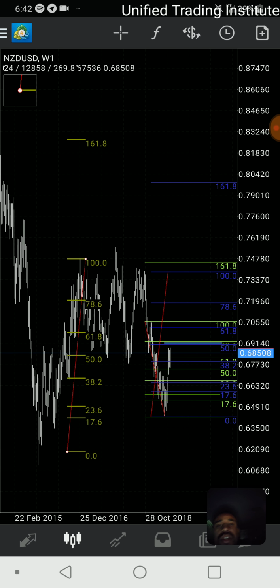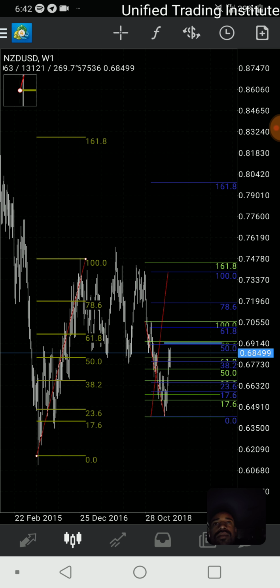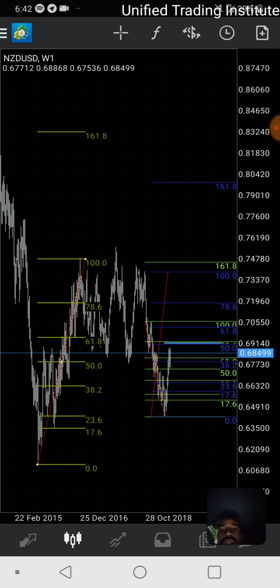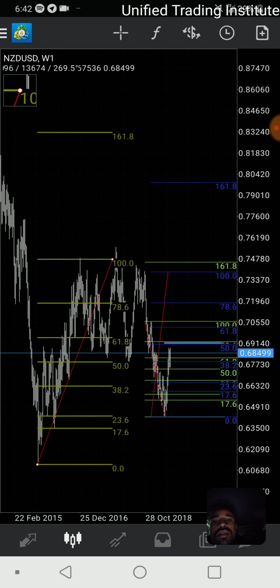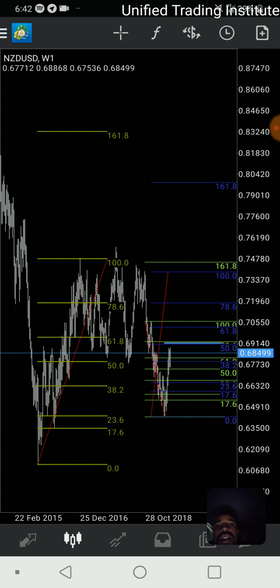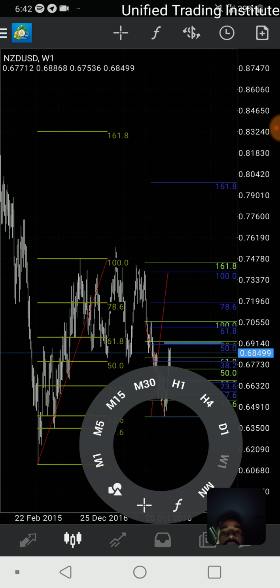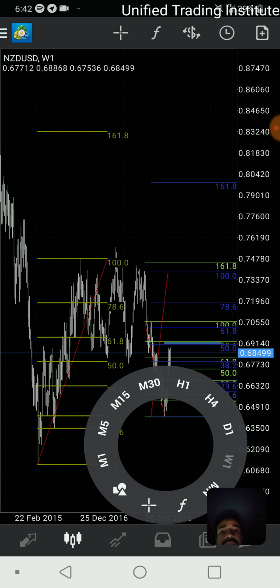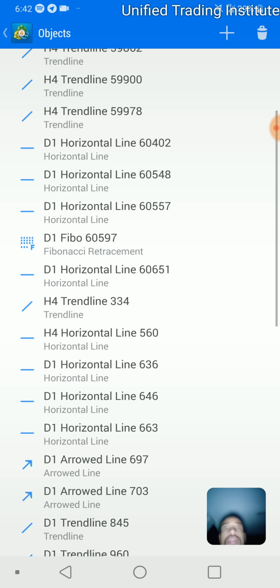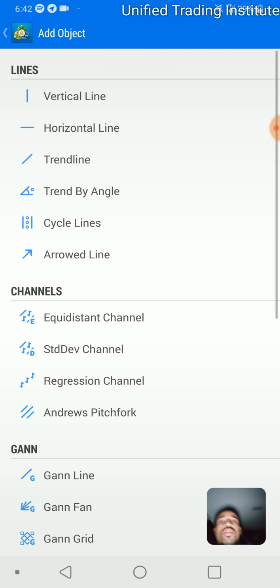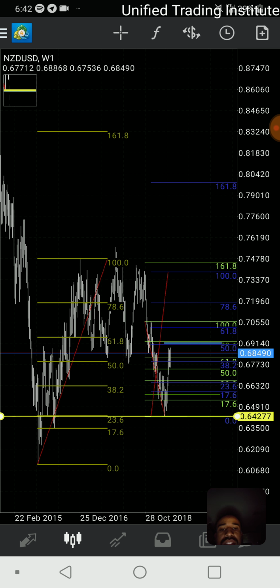So I'm gonna measure this swing low and this swing high. All right. Now look at that. Look at that. Alright. Now, I don't know if you guys can see this already, but look. The turnaround point was exactly the 23.6 mark.